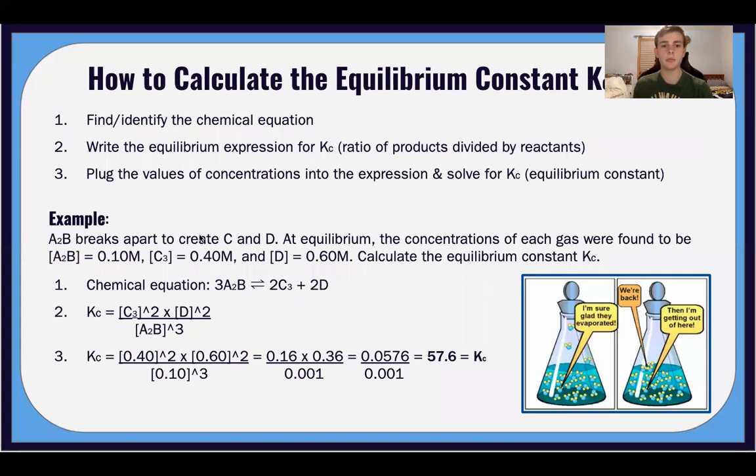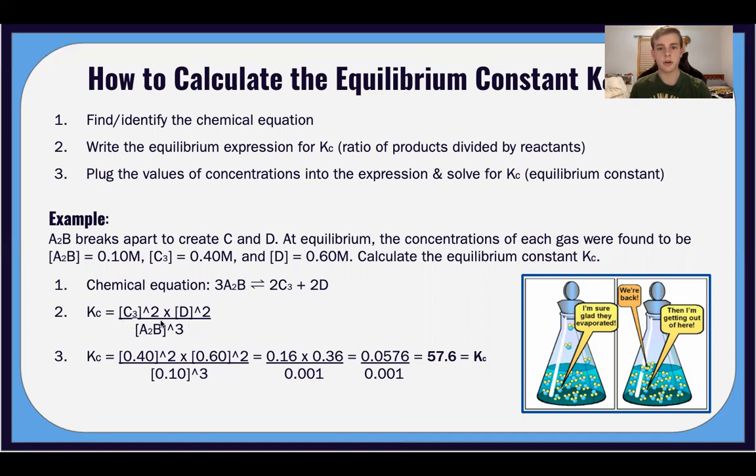So we have A2B breaking apart, creating C3 and D. At equilibrium, the concentrations of each gas are found to be 0.1 molar for A2B, 0.4 for C3, and 0.6 for D. And we just have to calculate the equilibrium constant Kc. So first we get our chemical equation: 3 A2B changes into 2 C3 and 2 D.